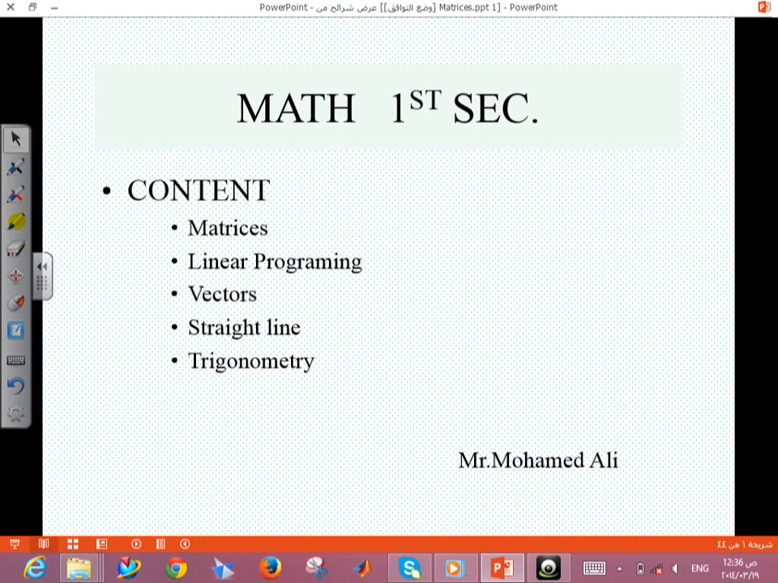We have studied math first, second. We see the content of this course. We'll first speak about matrix, linear programming, vectors, straight line, and trigonometry.